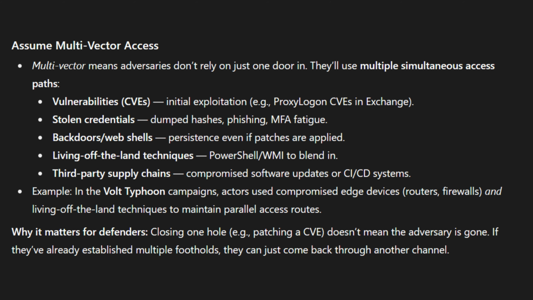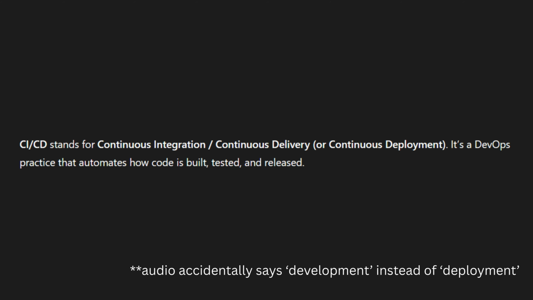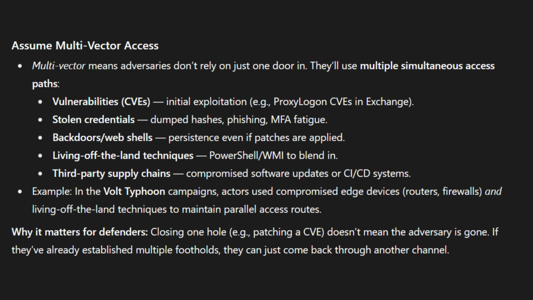And multi-vector means adversaries don't rely on only one door in, they're going to use multiple simultaneous access paths. Initial exploitation, dumped hashes, phishing, multi-factor authentication fatigue, persistence even if patches are applied, living off the land techniques using PowerShell and WMI to blend in, and other methods, and third-party supply chains compromising software updates or continuous integration and continuous development environment CI/CD systems. In the Volt Typhoon campaigns, actors used compromised edge devices like routers and firewalls and living off the land techniques to maintain parallel access routes.